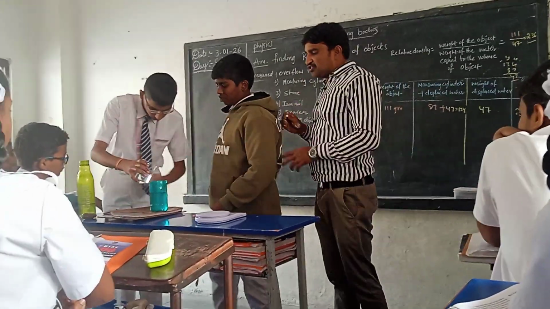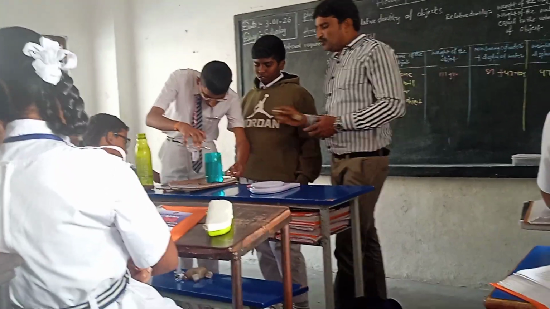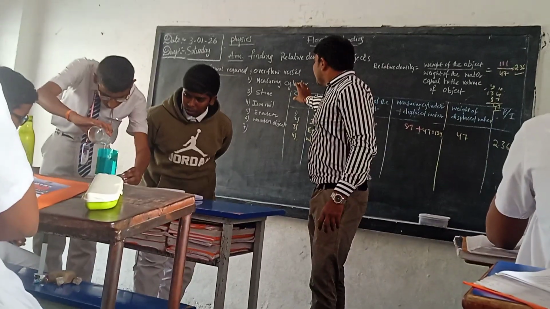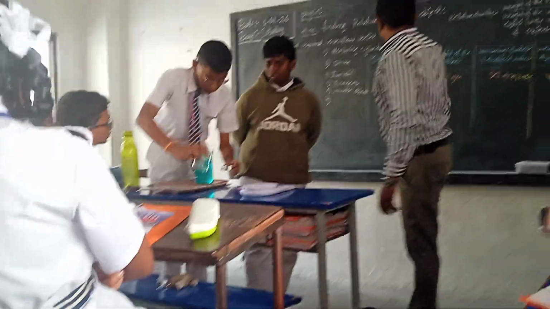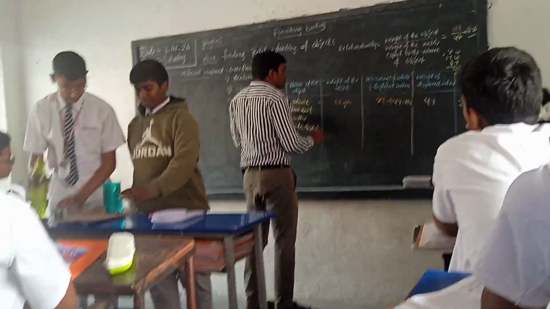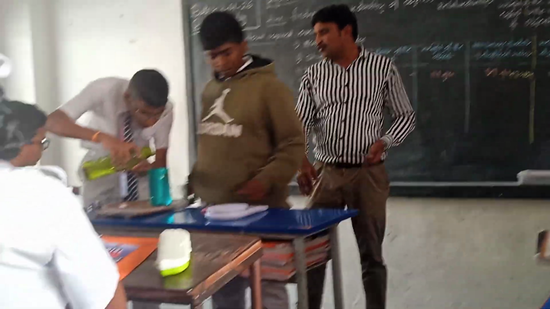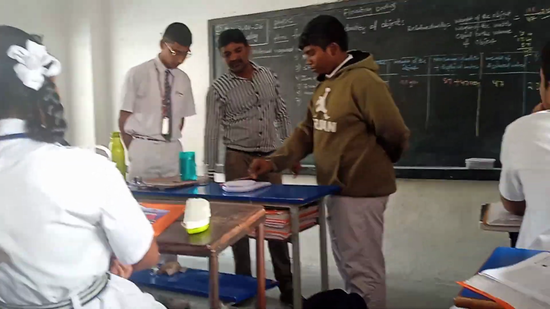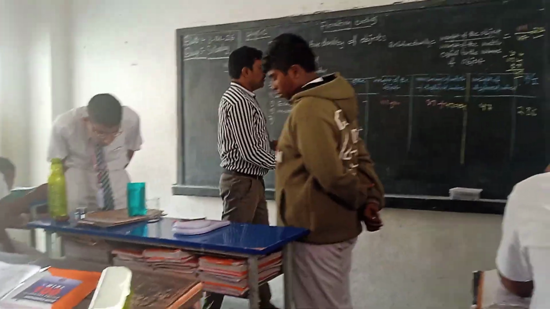Okay. So the first one is completed. Next, find the relative density of the iron nail. What is our answer? The iron nail sinks in the water. Check the weight of the iron nail. 28 grams. So the weight of the iron nail is 28 grams.